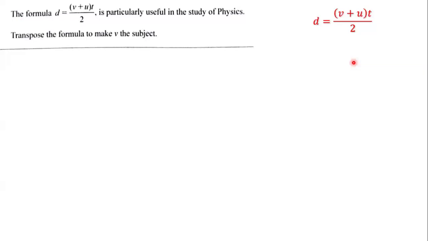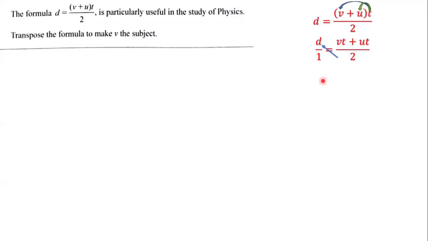And so the first thing that we're going to do is distribute. We're going to say t multiplied by v and t multiplied by u. So t multiplied by v is vt, and t multiplied by u is ut. And we put that over 2, and we take this d, and we put it over 1 because we're preparing to cross multiply. And so let's cross multiply.